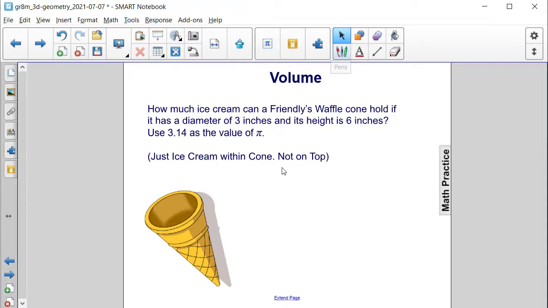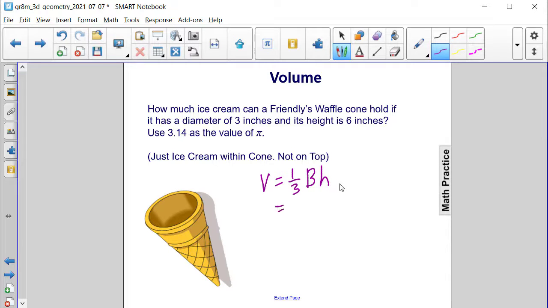All right, so we know that the volume of a cone is equal to 1/3 times the area of the base times the height. Well, since the area of the base is a circle, it's pi times the radius squared, so we can substitute this expression in for capital B in our formula. So we have 1/3 pi times the radius squared times the height. And now we can substitute our values in that we know.